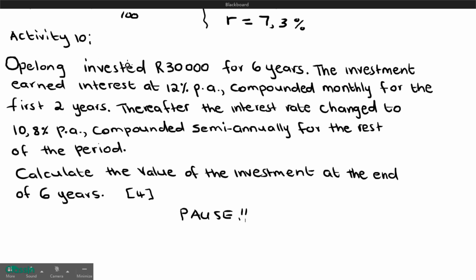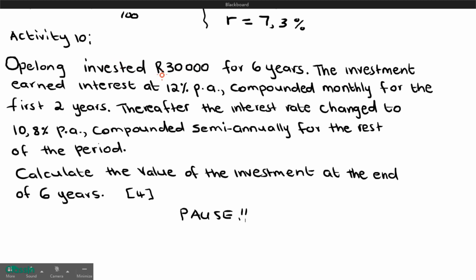Okay, here Opelong invested 30,000. What are 30,000? That is why they've used invested. If where you invested, it means that you start with 30,000, or sometimes they can just say Opelong invest 30,000, the present tense instead of the past tense.